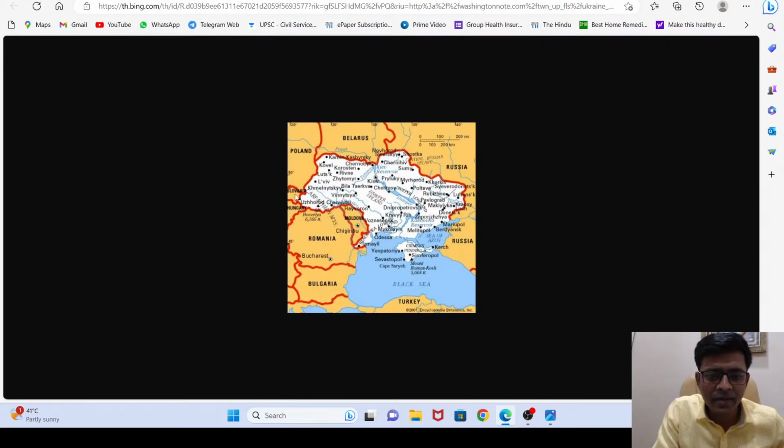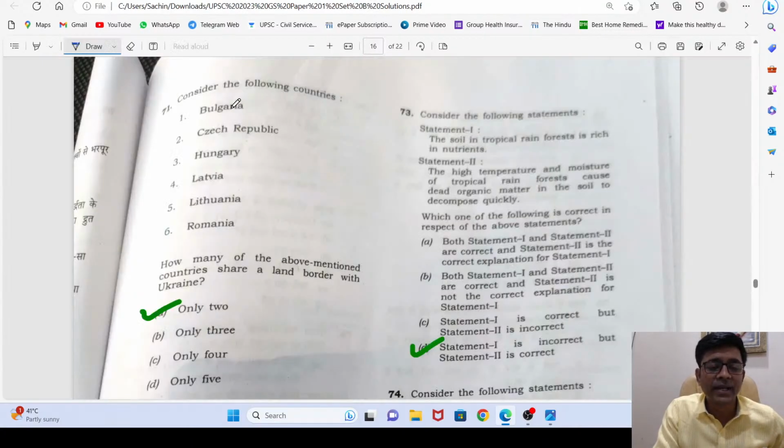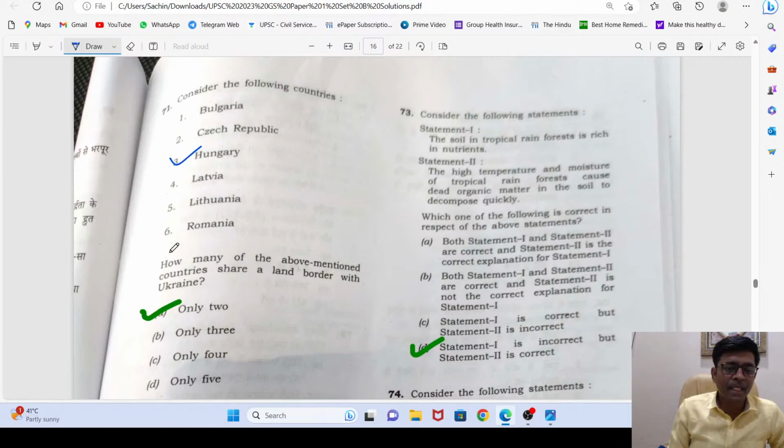So in this map, Slovakia, Hungary, Romania, Moldova, Russia, Belarus, and Poland. So Bulgaria is not there, Czech Republic is not there, Hungary is there, Romania is there. That's why only 2, question 71.